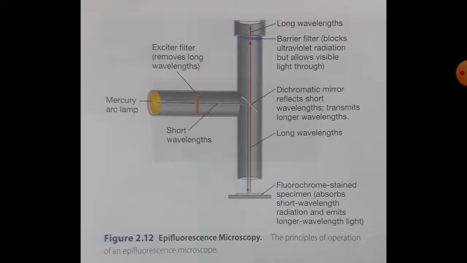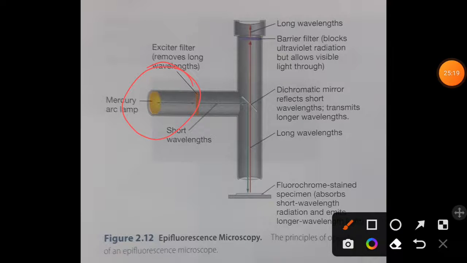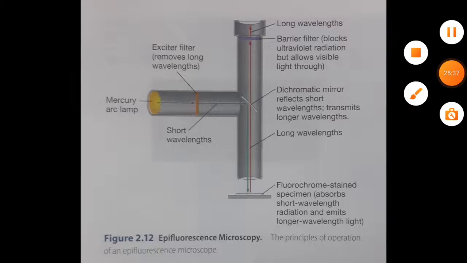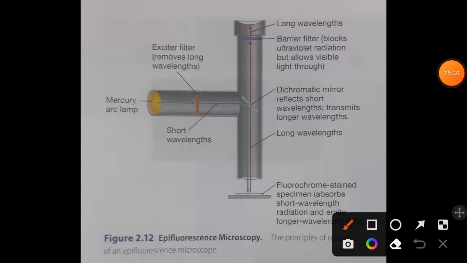Why the name epifluorescence microscopy? Because here the light source is above the specimen. Epifluorescence microscopy can be used for detecting any kind of biological specimen. It is widely useful for ecology, where we can detect various kinds of microorganisms, various kinds of photosynthetic microorganisms.